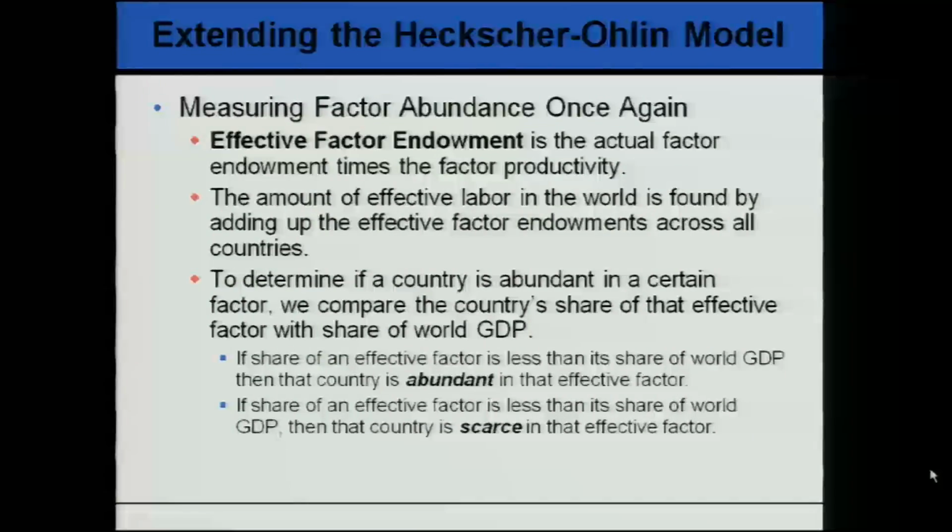So, effective factor endowment is the actual factor endowment times the factor productivity. The amount of effective labor in the world is found by adding up the effective factor endowments across all countries. To determine if a country is abundant in a certain factor, we compare the country's share of that effective factor with its share of world GDP. So, if the share of effective factor is more than its share of world GDP, then the country is abundant in that effective factor. If the share of effective factor is less than its share of world GDP, then the country is scarce in that effective factor.